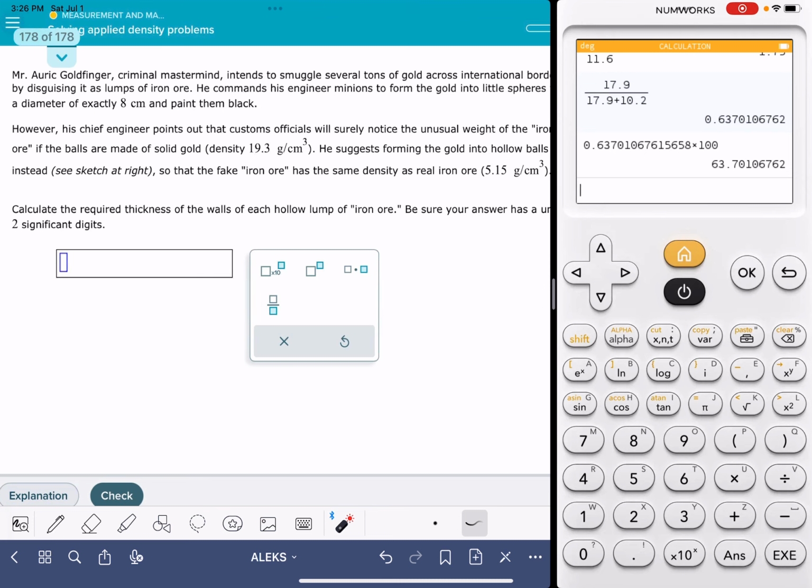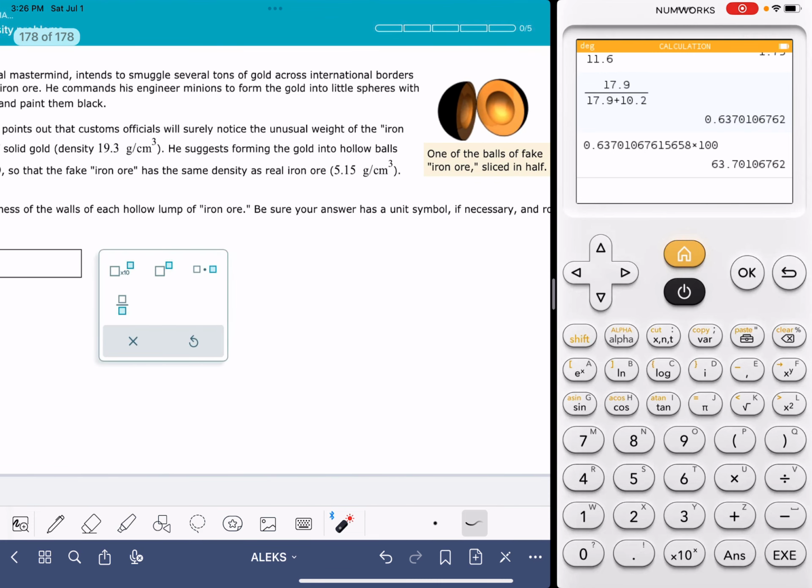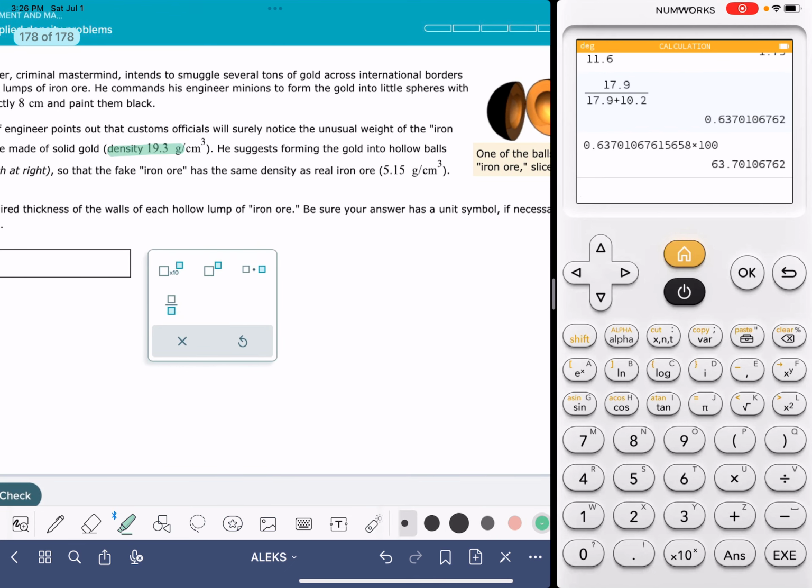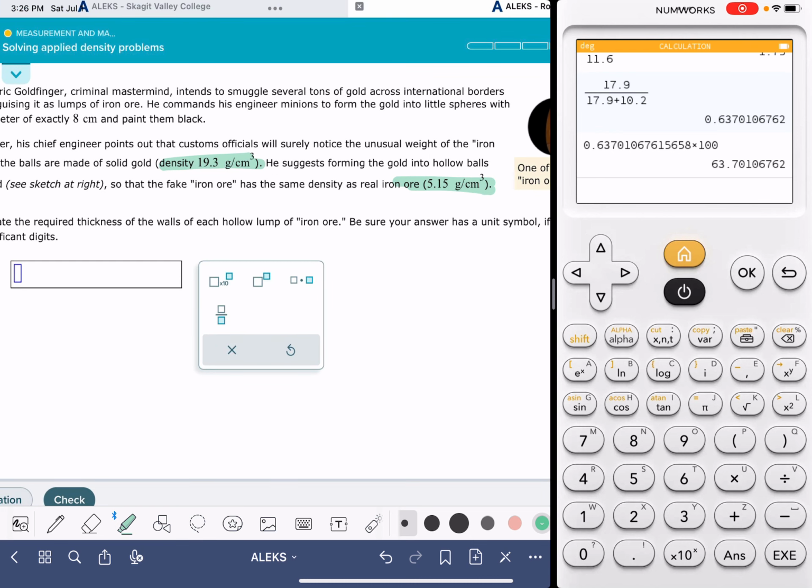So in this problem, the situation is that these people want to make a hollow sphere made out of gold so that it would replicate the density or the mass of a solid sphere that was made out of iron. And the problem is giving us the density of the gold, and it's also giving us the density of iron, and it is giving us the necessary dimensions of the sphere.